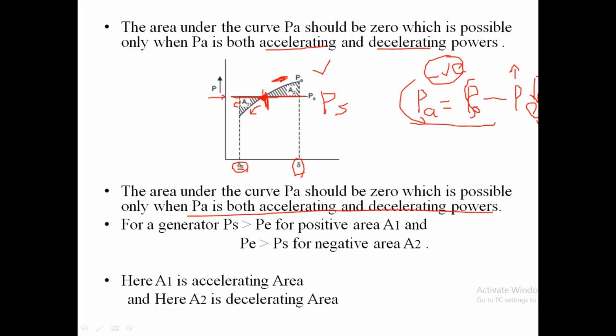That means whenever a generator is oscillating, up to some point PE should be less than PS, and after crossing some point, PE should be more than PS. Both should happen. Then only this area will become 0. Now the third point: whenever PS is greater than PE, it is the positive area A1 for a generator, and PE greater than PS is the negative area A2. Here A1 is the accelerating area and A2 is the decelerating area.